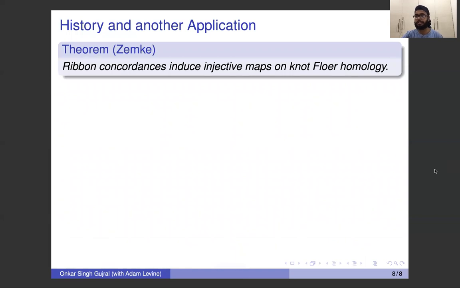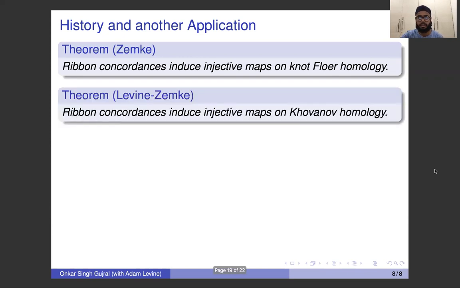So the main application that motivated our main theorem and that sort of led us to try and prove the main theorem is something that we will now discuss. So Zemke showed that if you have a ribbon concordance, then that induces an injective map on knot-flow homology. So ribbon concordance is a concordance with only index 0 and 1 critical points. And knot-flow homology, just like Khovanov homology, is also a link invariant that is functorial, which is to say that if you have a cobordism, it induces a map between the knot-flow homology groups on either end.